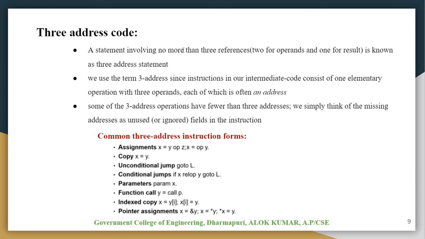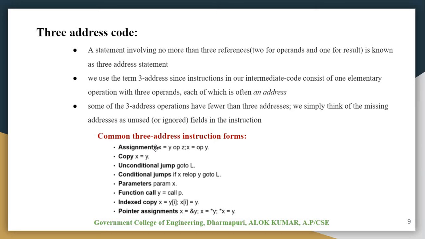Now here we can see three address code. A statement involving no more than three references, two for operands and one for result, is known as a three address statement. We use the term three address since an instruction in our intermediate code consists of an elementary operation with three operands, each of which is often an address. Some of the three address operations have fewer than three addresses. We simply think of missing addresses as unused, or we ignore those fields in the instruction.